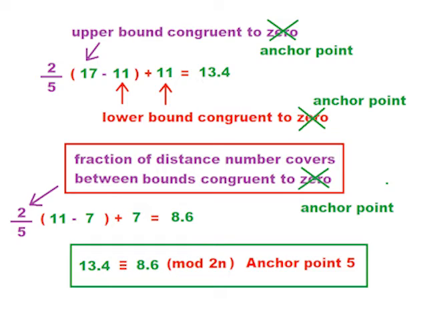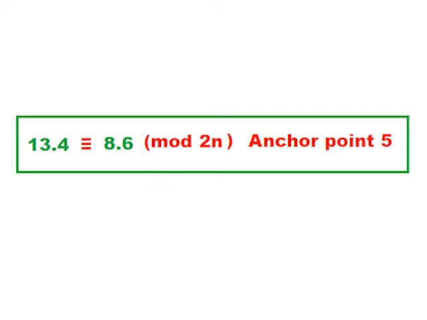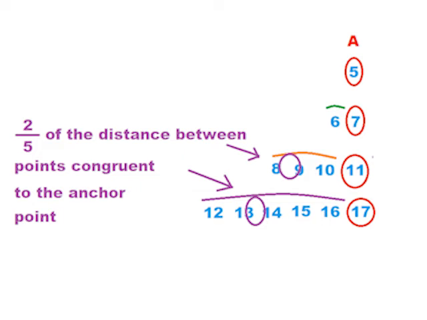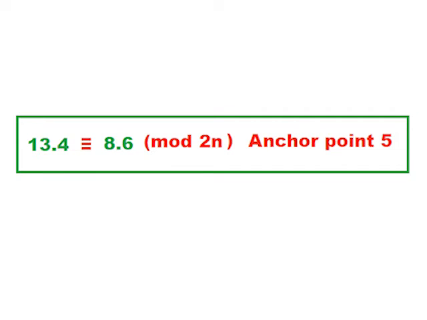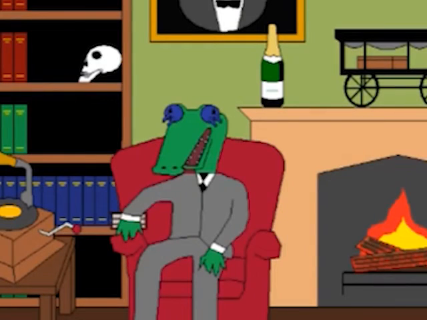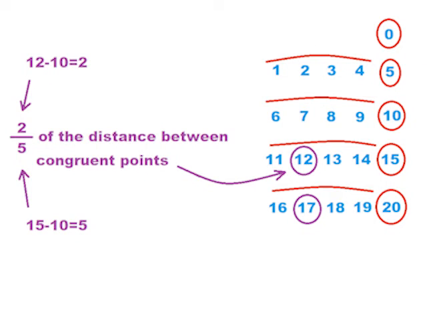In our example of modulus 2n with anchor point 5, we find that 13.4 is congruent to 8.6 in this case. Visually, we can sort of see how these points are 2/5 of the distance between points congruent to the anchor point here. Notice how decimal congruencies begin to appear. This is evidence that our extension of modular arithmetic is a lot freer than the standard modular arithmetic. In standard modular arithmetic, we use the fraction 2/5 in our example, but we could have taken any fraction with a whole number numerator and 5 as the denominator.